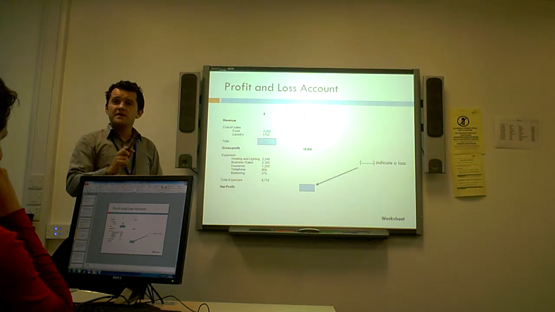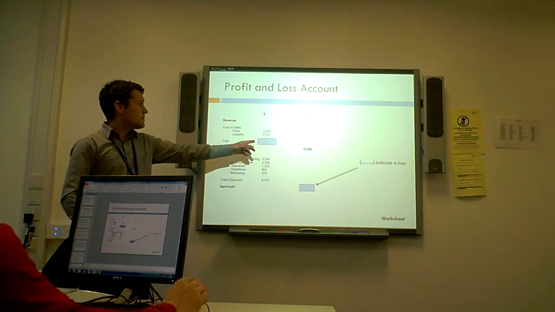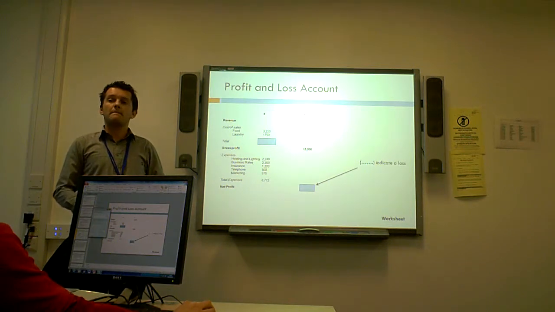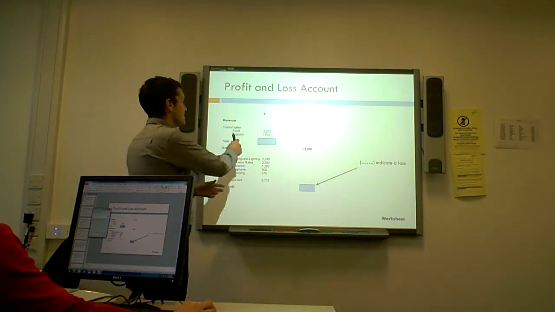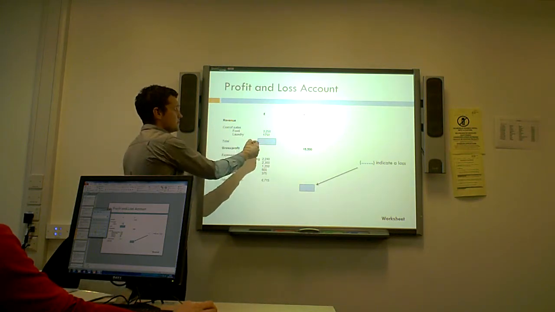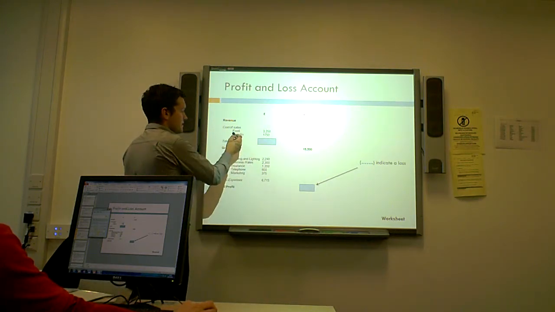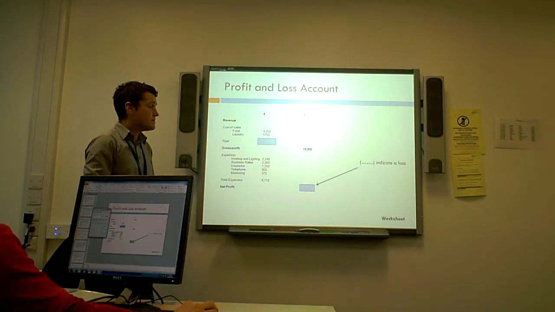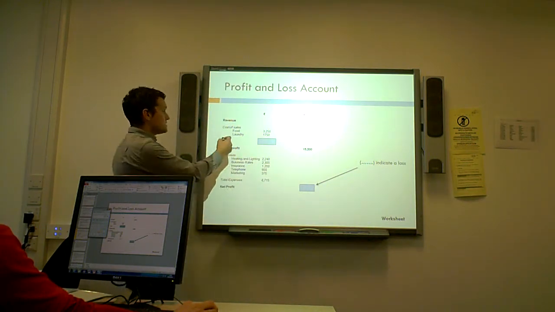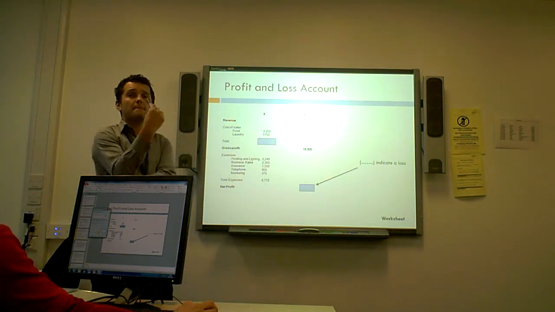Give you 30 seconds or so, please don't shout out. What amount do you think goes there? Can anyone work that one out? Please don't shout out. You've got your revenue, 23,500. You've got two costs of sales, 3,250 and 1,750. Your gross profit is 18,500. What is your total cost of sales?